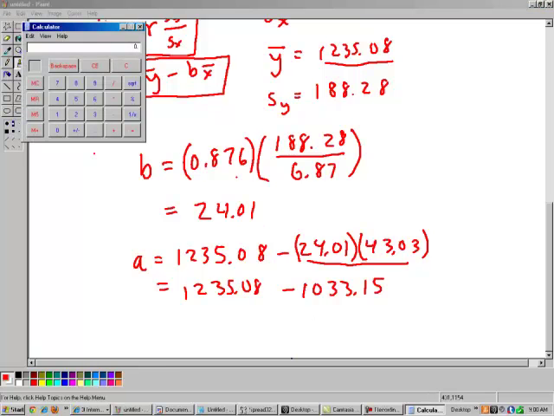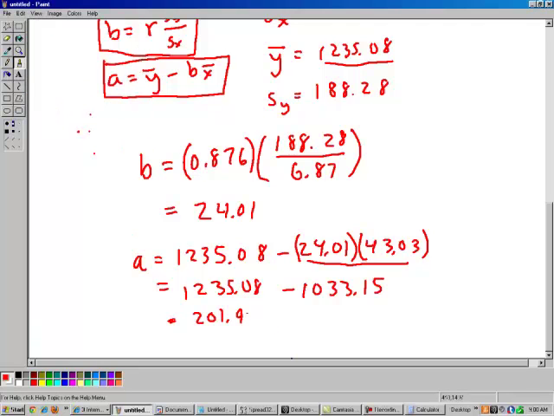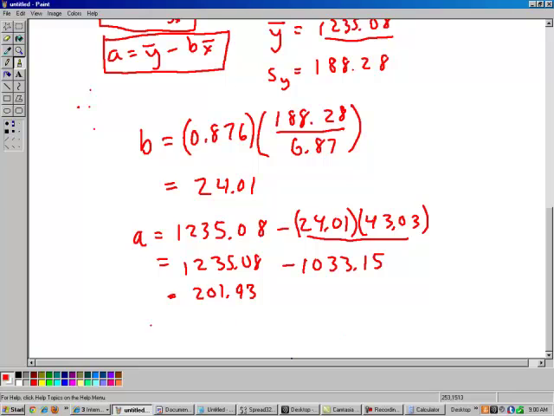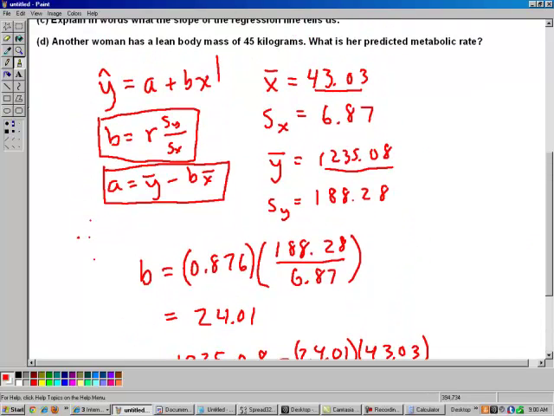One last time. 1235.08 minus 1,033.15 equals 201.93. Okay, so final answer. Now we have the equation of our line. Need a little more space here. The equation of our line is y hat equals a plus bx.